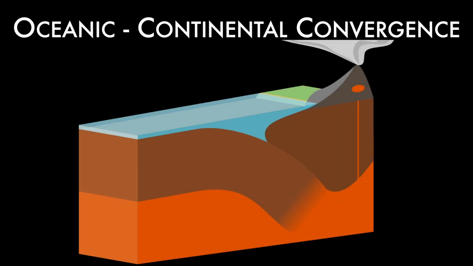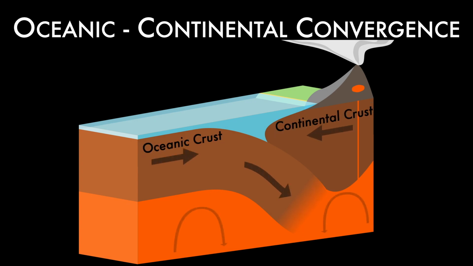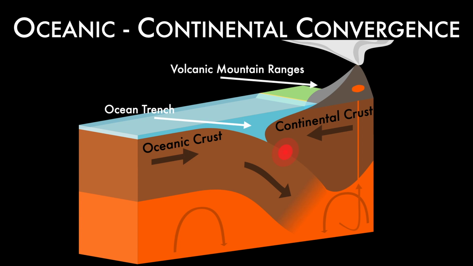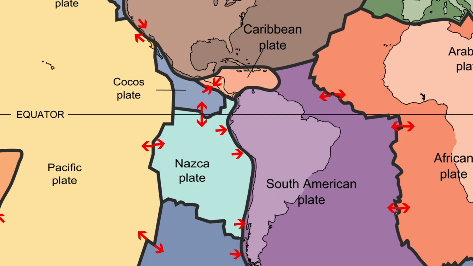A subduction zone can also be formed when oceanic and continental plates converge. In this case, the denser oceanic crust is pulled or subducted beneath the less dense continental crust. Again, a trench is formed along the convergent boundary. Earthquakes and volcanoes are also common. However, the volcanoes often form inland as they rise through the crust of the continental plate. Oceanic-continental convergence is occurring today between the Nazca Oceanic Plate and the South American Continental Plate.